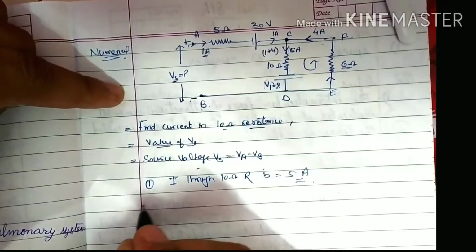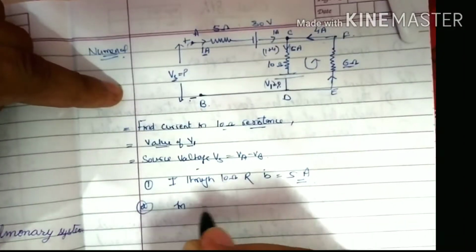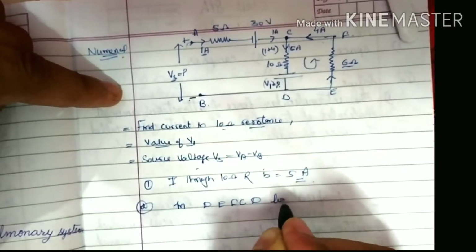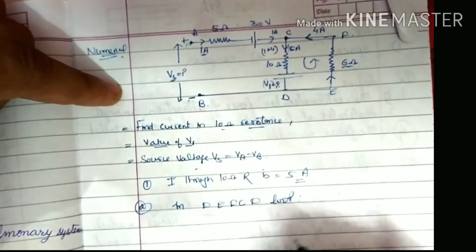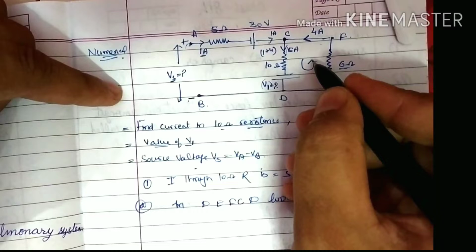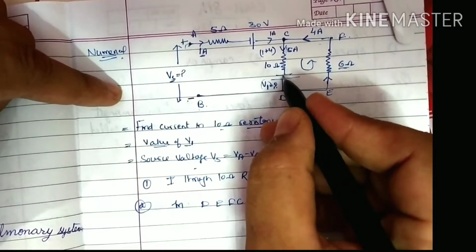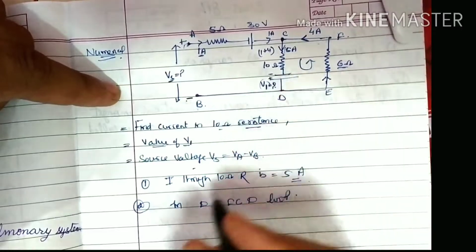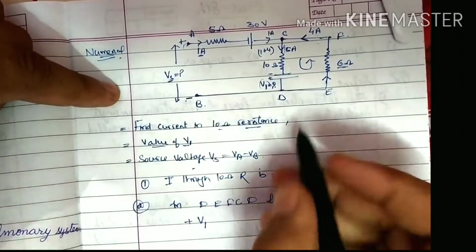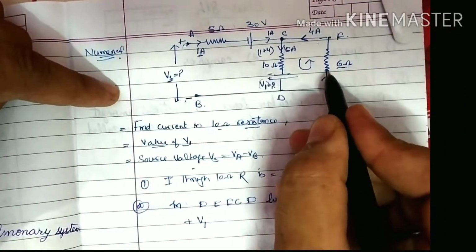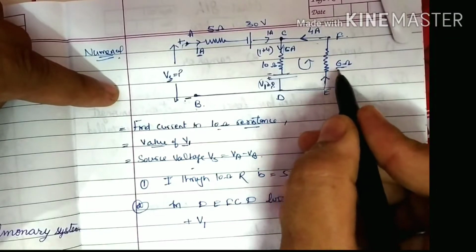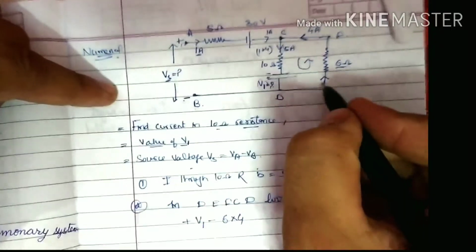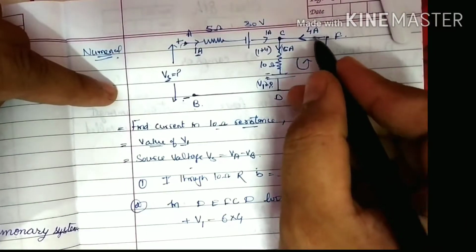So the second part is the D, E, F, C, D loop, and this is my direction of traversal. I'm going to start from this cell, so we are going from low potential to high potential. So here plus V1. Then my direction and the direction of the current are the same in this resistor, so that is minus 6 into 4, because in this arm the current is 4 ampere.